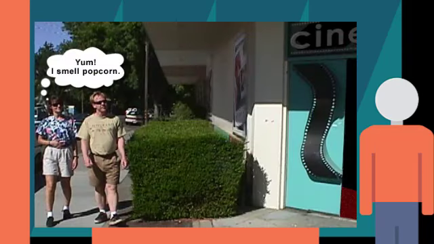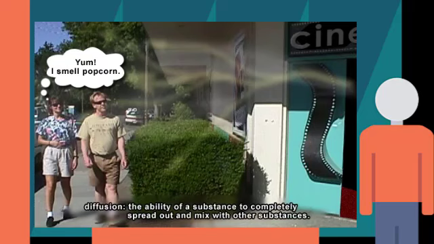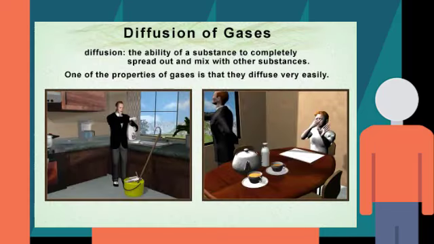This constant movement of gas particles explains why you can smell food when you are far away from it. For example, you can smell popcorn when you walk near a movie theater because the gas particles responsible for the popcorn smell move quickly through the air and eventually reach your nose. The ability of a substance to completely spread out and mix with other substances is called diffusion. One of the properties of gases is that they diffuse very easily.